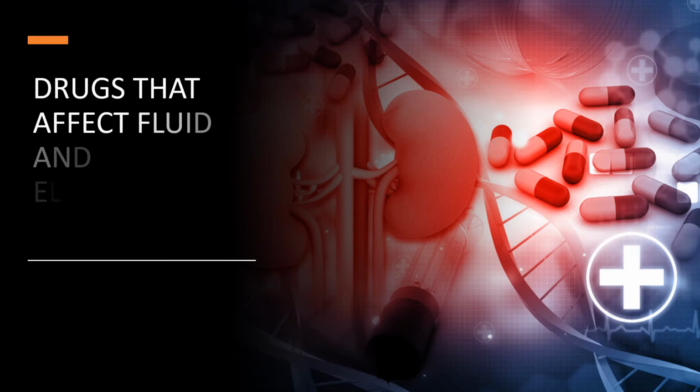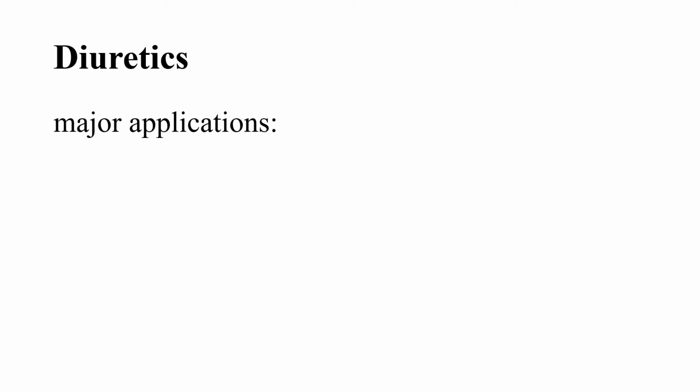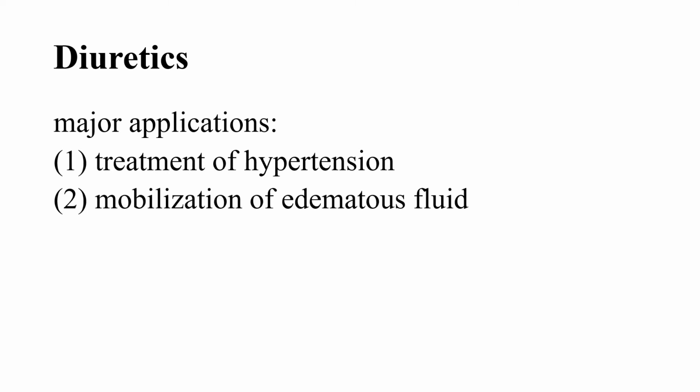Good day. Our topic for today is the drugs that affect fluid and electrolyte balance. There are two major applications for diuretics. First is the treatment of hypertension, and second, the mobilization of edematous fluid associated with heart failure, cirrhosis, or kidney disease. In addition, because of their ability to maintain urine flow, diuretics are used to prevent renal failure.